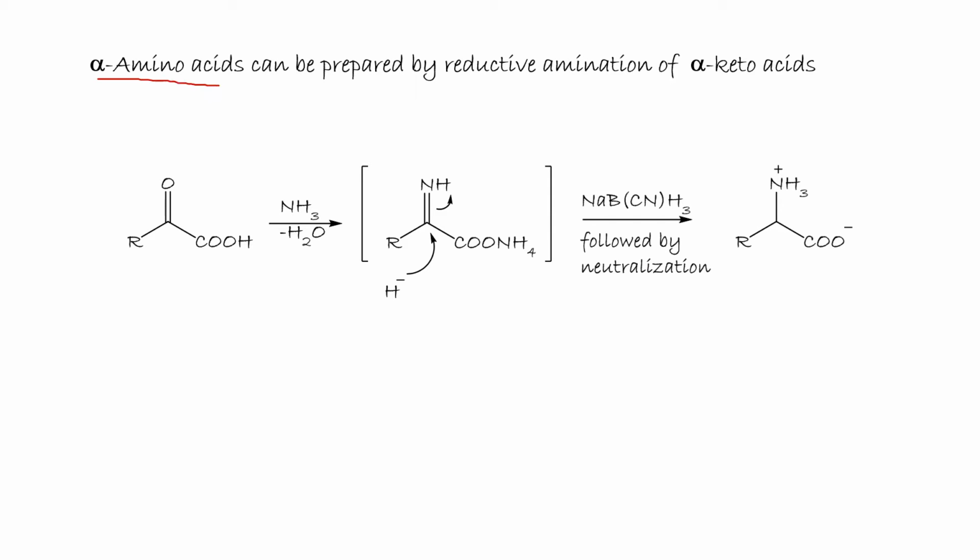Alpha amino acids can be prepared by reductive amination of alpha keto acid. Alpha keto acid, upon reaction with ammonia in the presence of a reducing agent like sodium cyanoborohydride, leads to the formation of amino acid, of course, after neutralization of the medium.